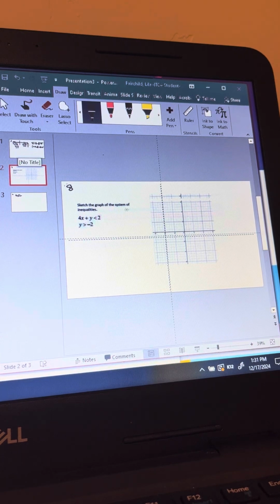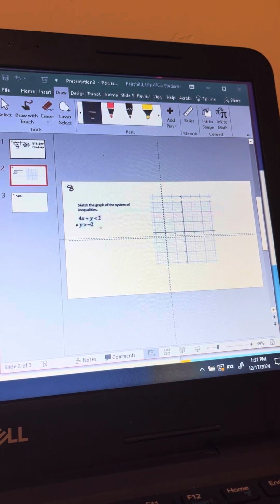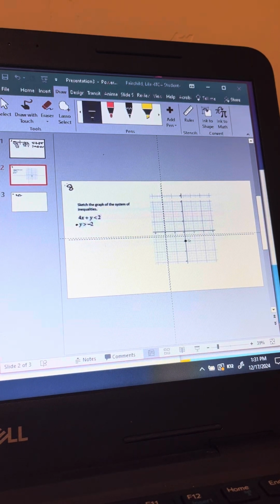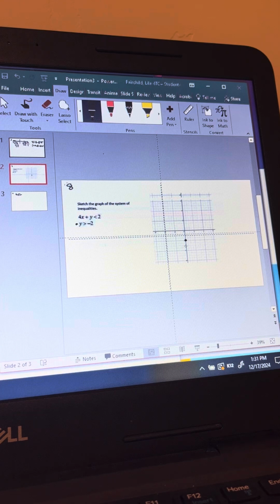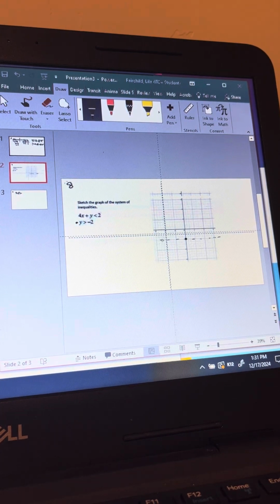I'm going to put the y is greater than -2. So I'm gonna go to -2, and then since it's just straight up that, it's just a straight line, so you can go like that.